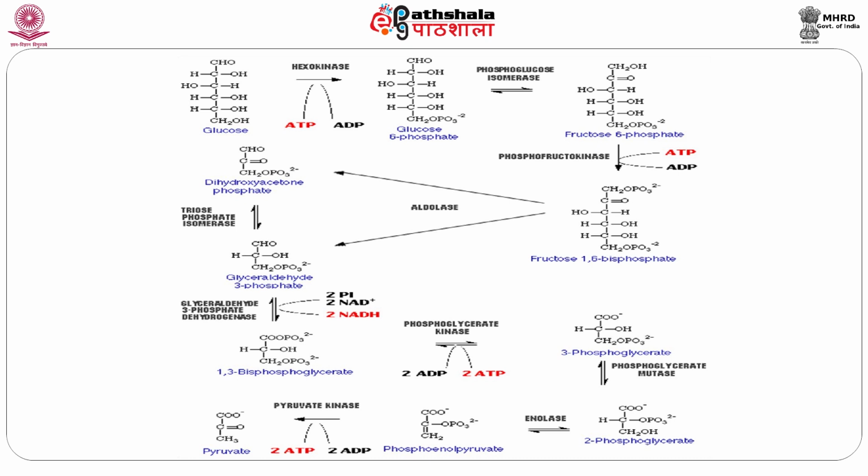In the next step, fructose 6-phosphate is converted to fructose 1,6-bisphosphate. This reaction is catalyzed by phosphofructokinase. It is the most important regulatory enzyme of the glycolytic pathway. There are several things which will regulate this enzyme. Here again ATP is required.